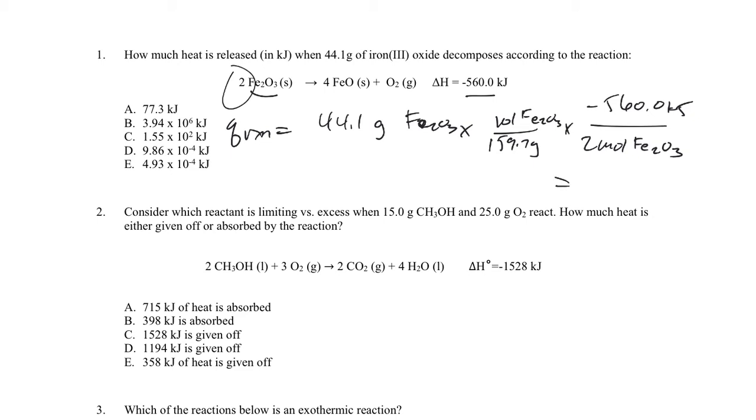So when I get the answer here, 44.1 divided by 159.7 times negative 560, but divide by 2. It's this 2 here that's the most important number in the problem. Really easy to miss this. I get minus 77.3 is the Q of the reaction. So the reaction loses 77.3 kilojoules. So 77.3 kilojoules of heat's released. So the release implies the negative sign.